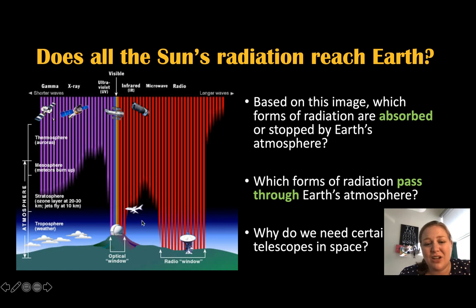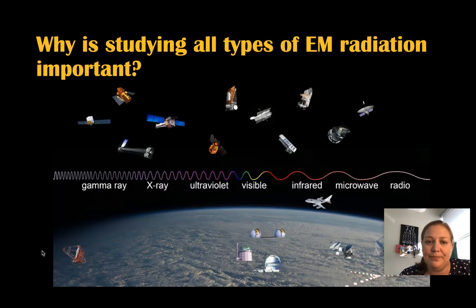Okay, if you said it's because those waves don't reach Earth's surface, you're exactly right. I can't put a gamma ray telescope on Earth's surface. I'm not going to get any data. My atmosphere is going to completely block it out.